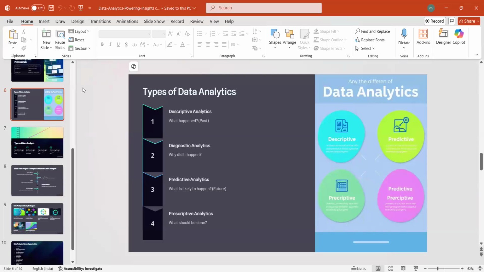This is the second type of data analytics. So the first one is descriptive analytics, the second one is diagnostic analytics, and we have a third one, that is predictive analytics. What does predictive analytics refer to? Predictive analytics refers to predictions.